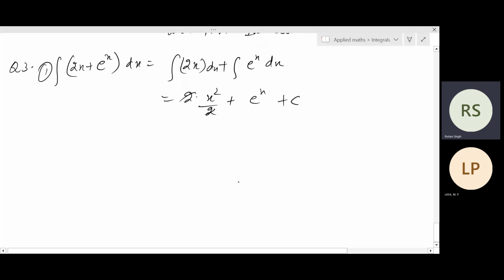Okay, let's do question number 4. In the first part of question number 4, you just have to open the bracket and simplify this. You have to integrate x raised to the power 3 by 2, which will be the same as we have done. Then you'll have 2 e raised to the power x. Then you'll have minus 1 over x, which will give you log x. Let's take the second one.